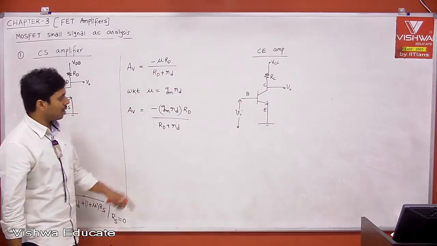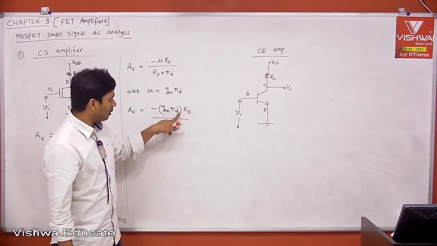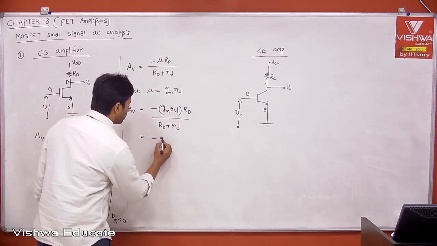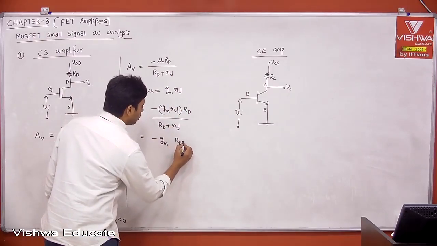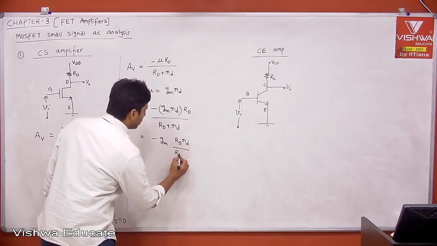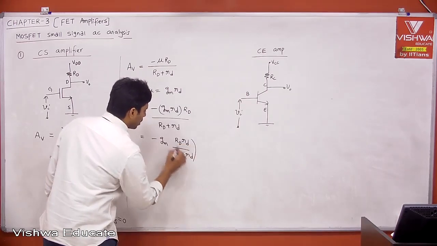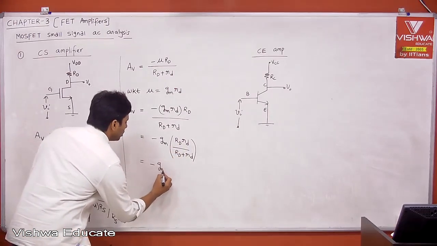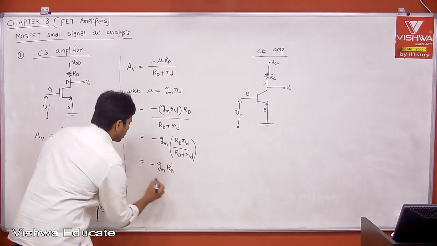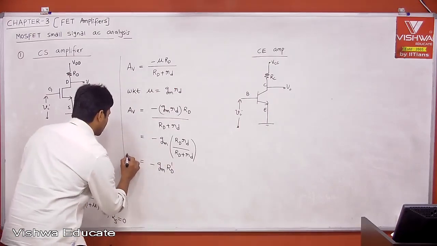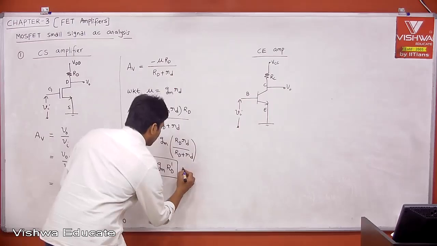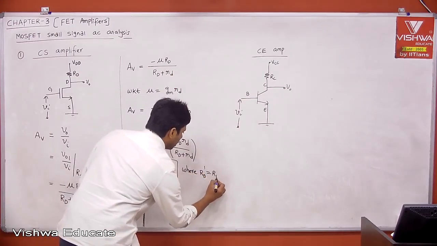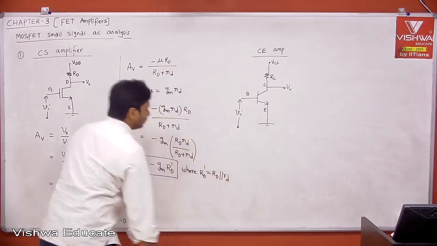If you observe clearly, it is like GM into R1 R2 divided by R1 plus R2, this combination, right? Therefore, if I write it like this, minus GM into capital RD into small rd divided by capital RD plus small rd. It is like R1 R2 by R1 plus R2. Therefore, this is nothing but minus GM into, people call this as RD dash. This is the voltage gain, where RD dash is nothing but capital RD in parallel to small rd.